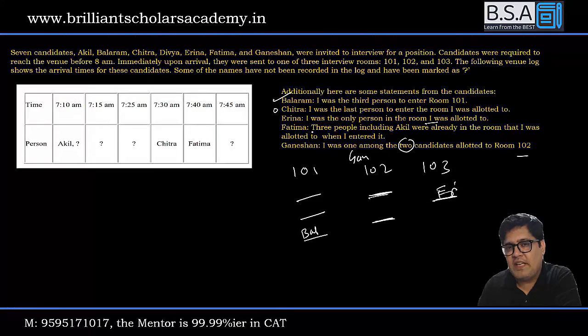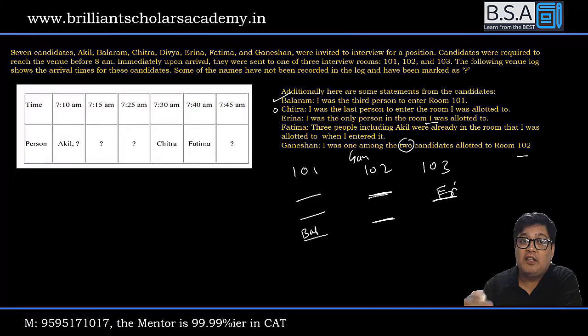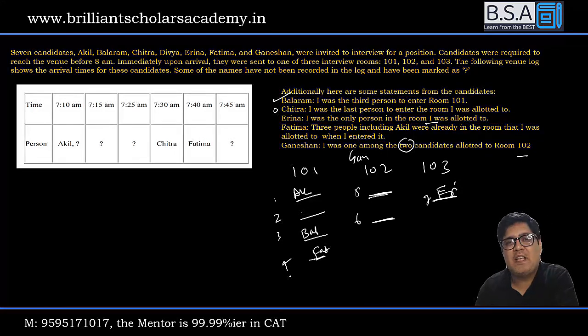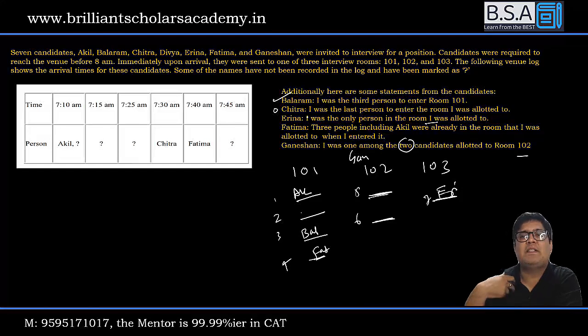Fatima says 3 people including Akhil were already there in the room when I reached there. 3 people are there. One of them is Akhil, other one I do not know. So can I say Fatima happens to be the last person. 1, 2, 3, 4, 5, 6, and 7. Fatima happens to be the last person in room 1. What did Chitra say? I was the person last going to the room. This is Chitra.